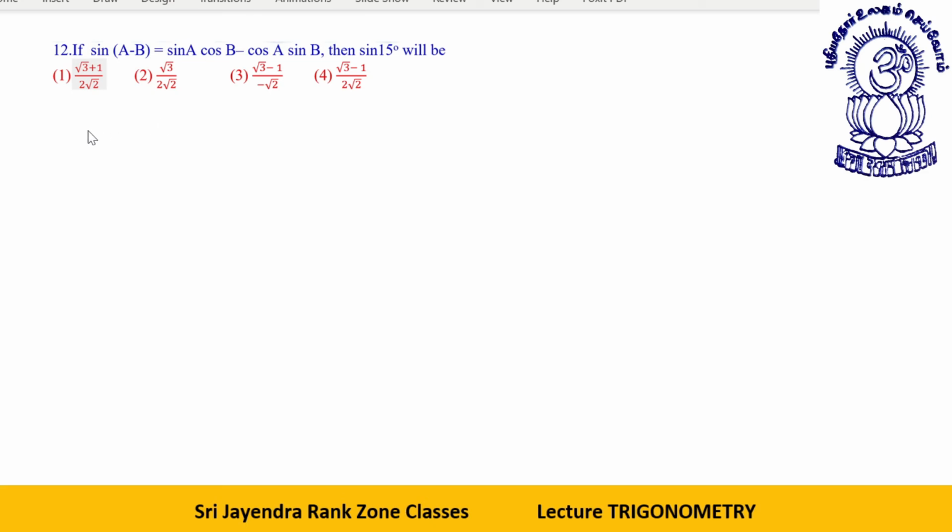You are given a rule: sin(a minus b) is equal to sin a cos b minus cos a sin b. You have to find sin 15 degrees. Before doing this, I say take any two values which differ by 15 degrees.